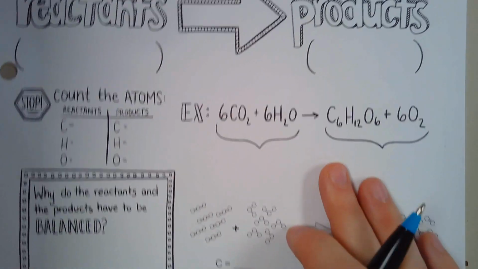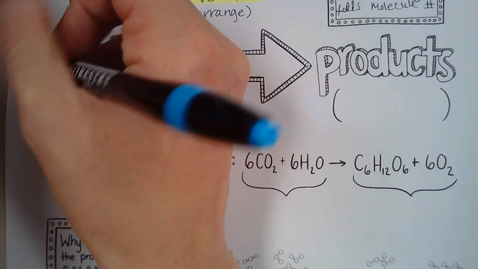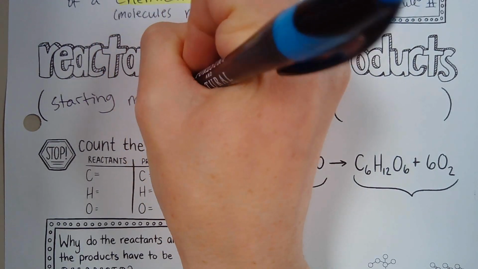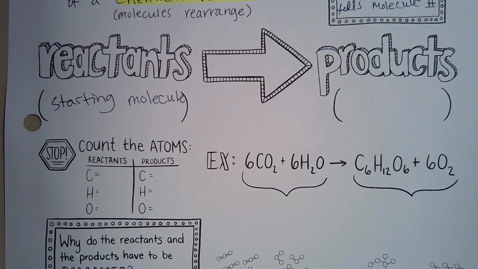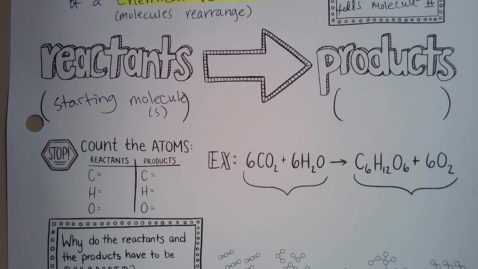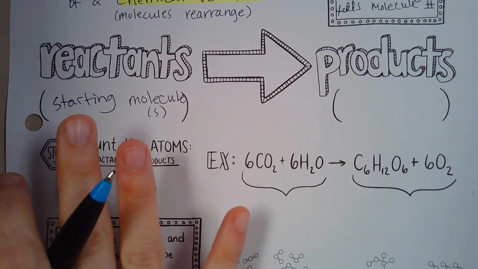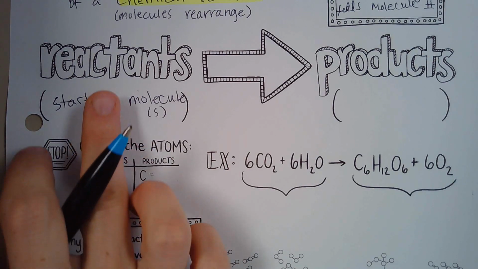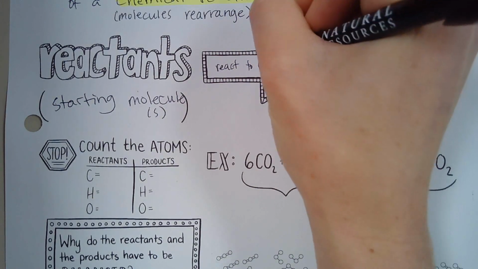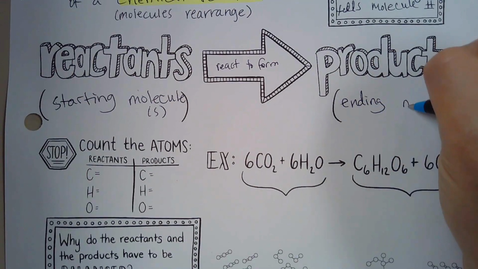There's some vocabulary that we've got to tie to this. The first thing is the reactants, and that is the stuff you start with. So starting molecule(s), because you might start with one molecule, and if it's a big one, it could rearrange and make smaller ones, or you might start with many molecules. So it's the starting stuff. You would read this as the reactants react to form the products, and that is the ending molecules.